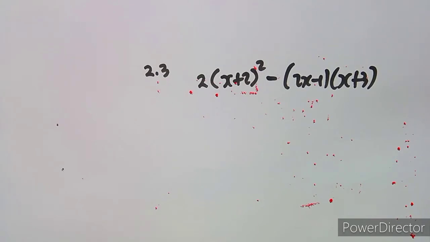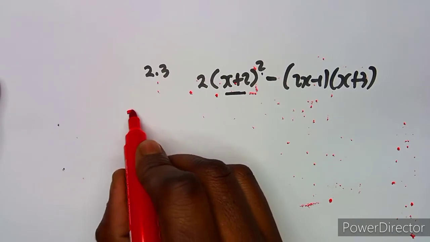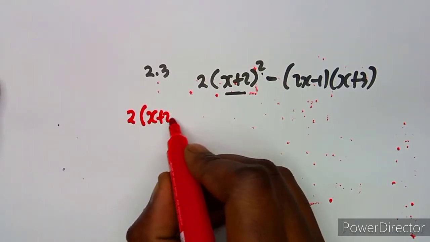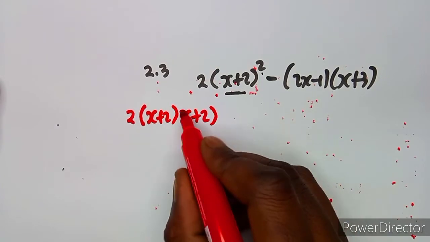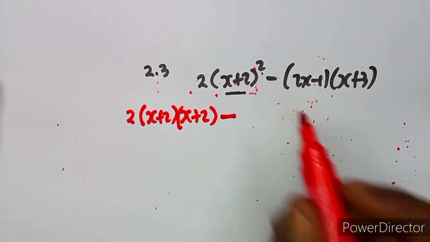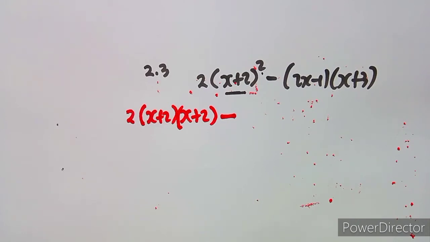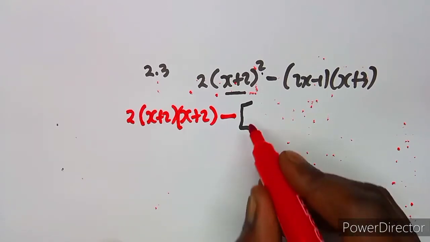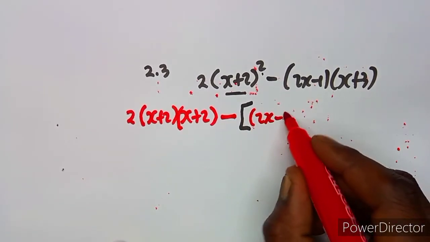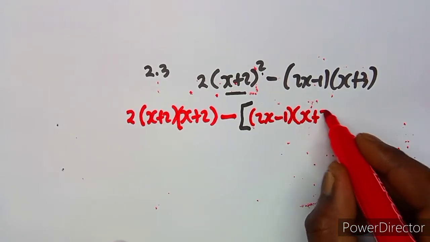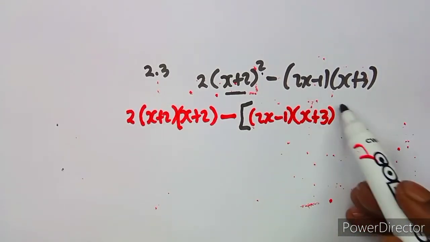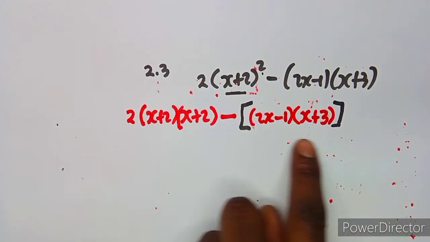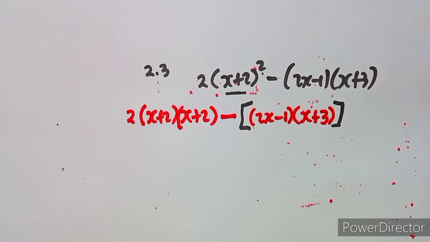We have to expand the brackets. As you can see, we have brackets here to the exponent of 2, so we have to expand. So this is what you're going to have: you have 2 brackets, x plus 2 into x plus 2, like this, minus 2x minus 1 into x plus 3. But take note, this minus must affect everything that you're going to obtain after expanding. Whatever you obtain has to be affected by the minus, so you have to open another bracket to show that the minus must affect everything.